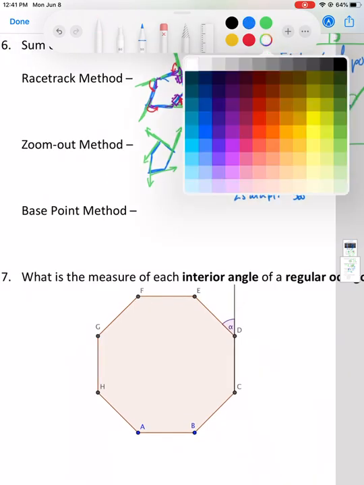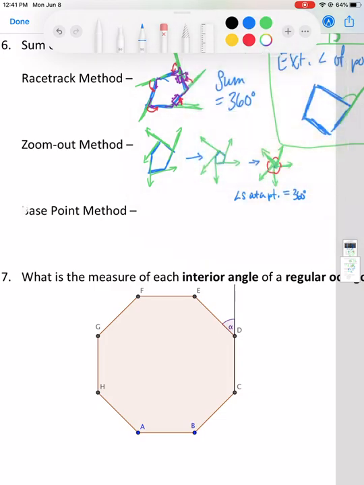So I'm going to draw over that one. No base point method. You could read about it in your book if you'd like.